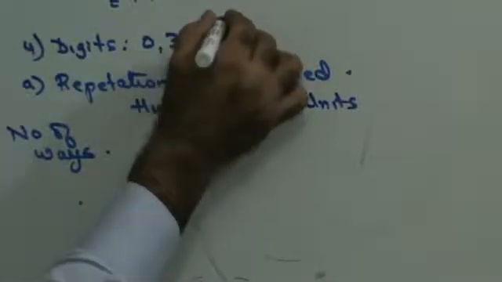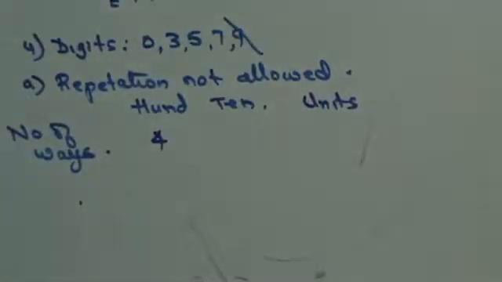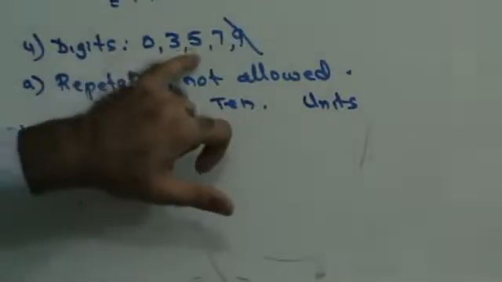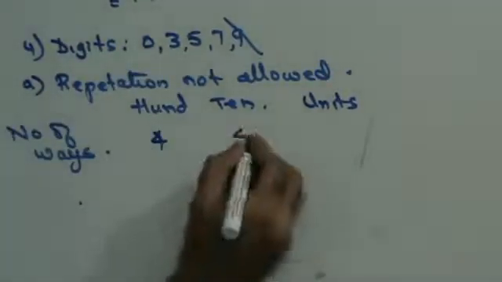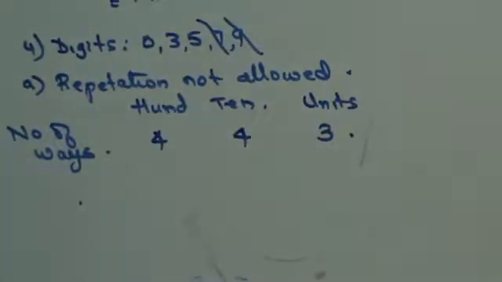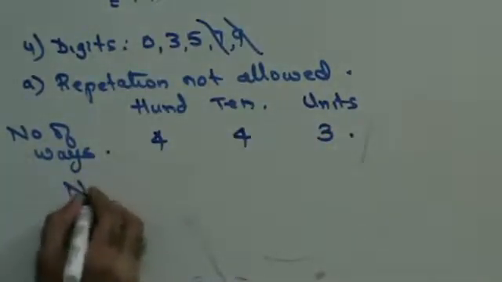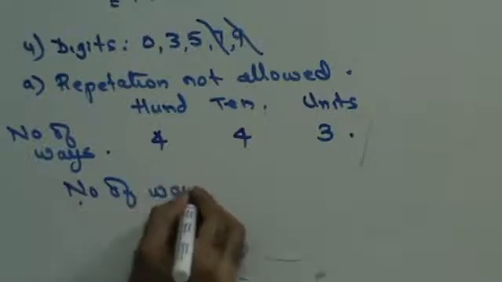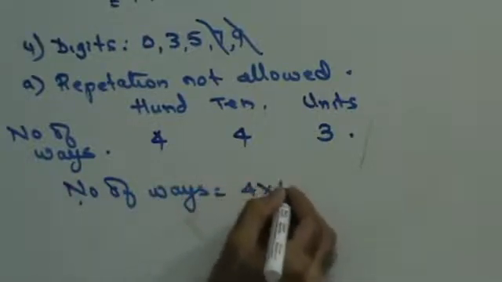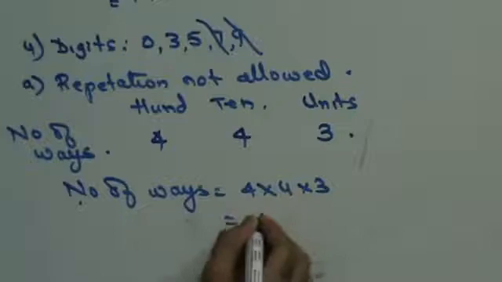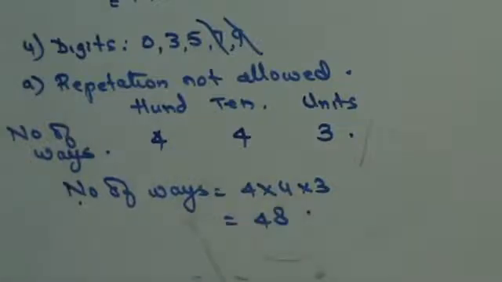Out of these digits, since repetition is not allowed, one of the alternatives is used up. Now how many alternatives are remaining? 1, 2, 3, 4. 4 alternatives. Now how many alternatives remaining? 3. So number of ways is 4 into 4 into 3. 16 3s are 48.